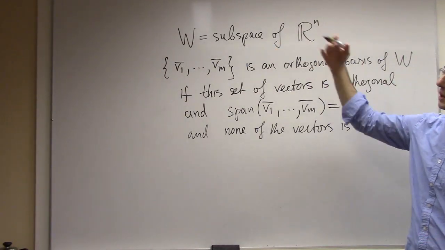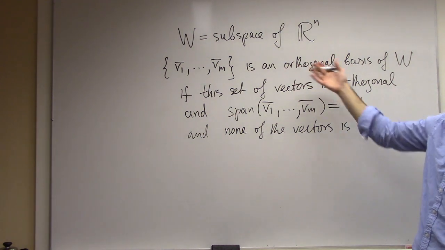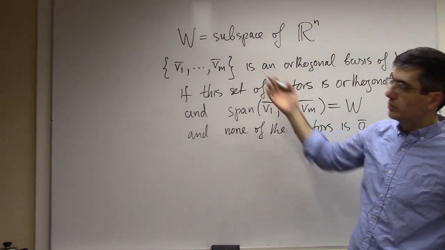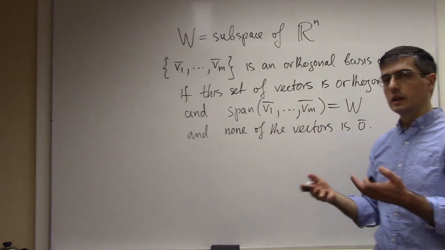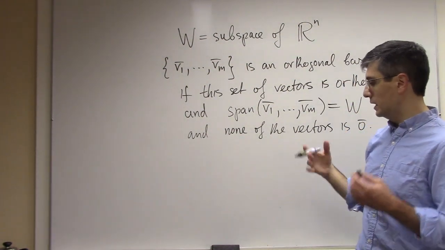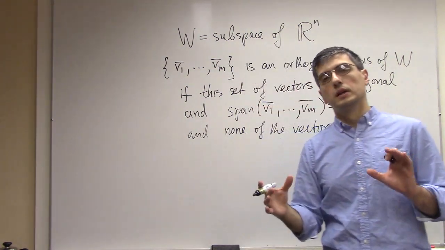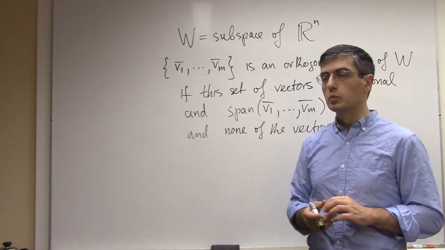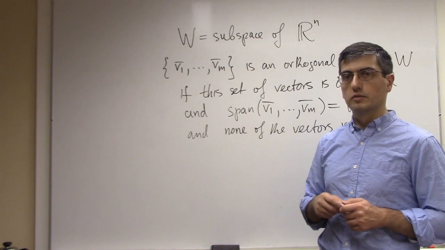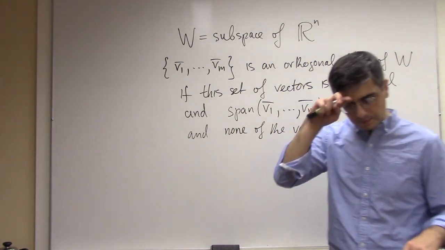If you throw in the zero vector, it still will be an orthogonal set, but it will not be a basis, because then there will be a linear dependence. Any set that contains the zero vector is linearly dependent. If you go back and look at the statement of the theorem, we explicitly assume that the set of orthogonal vectors consists of non-zero vectors to conclude that they are linearly independent.